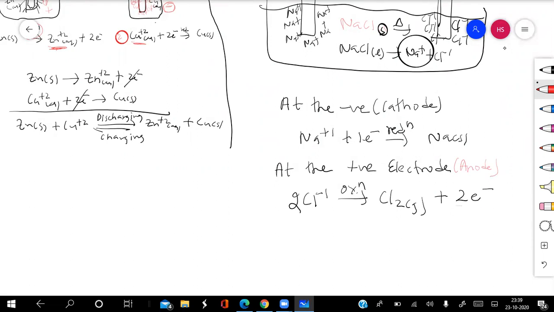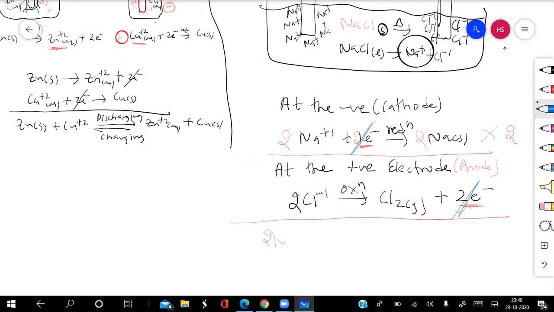Now, the number of electrons should always be the same, because the electron circulation will be similar. Our cathode half reaction, or reduction half reaction, has only one electron. Therefore, to make the number of electrons equal, we multiply this equation by 2. So we get 2 sodium ions taking 2 electrons to form 2 sodium atoms. Now we can add them. When we add them, these 2 electrons and these 2 electrons, which are common and lie on opposite sides, get cancelled. So finally we get this equation.